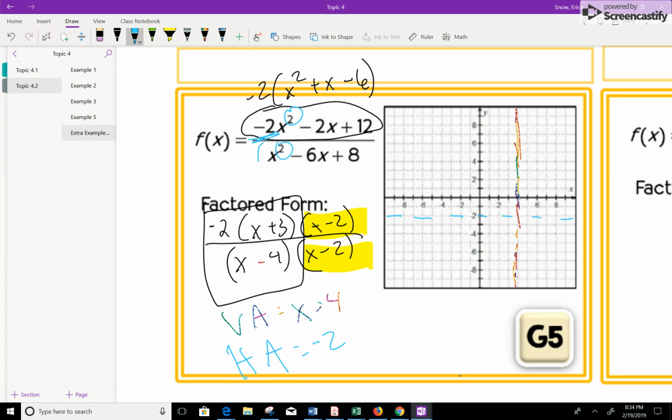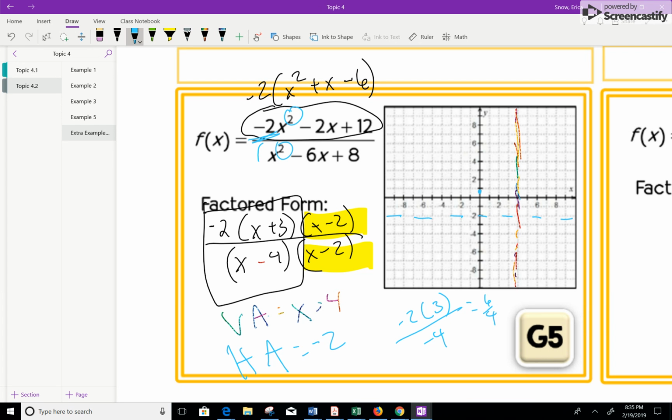Now I'm going to plug in 0 again. So 0 plus 3 is 3. -2 times 3 over -4 is 6/4. So when I plug in 0, I get 6/4, which is here. Now, the other thing you need to know is kind of notice where that hole is.